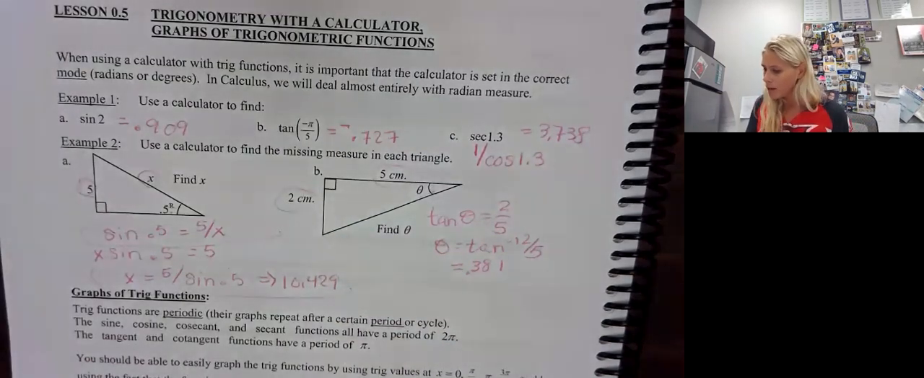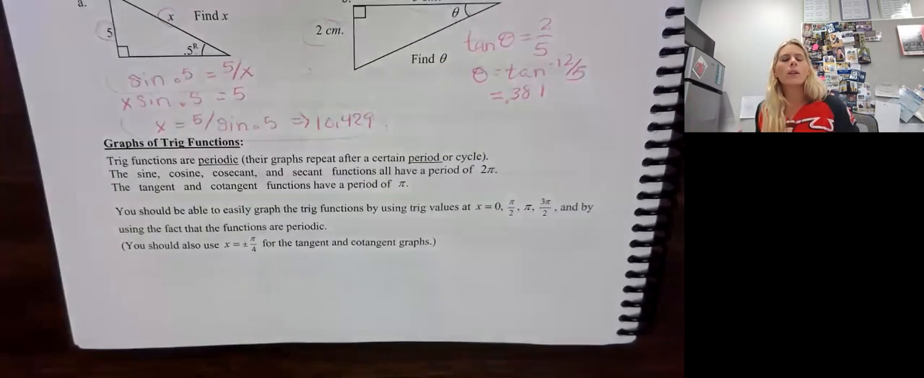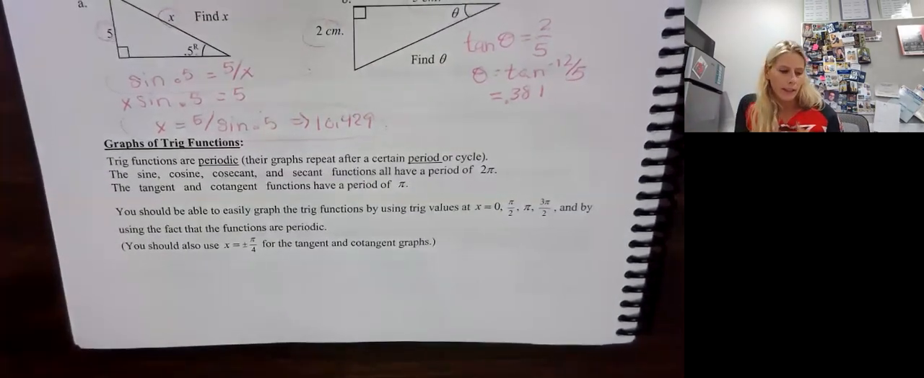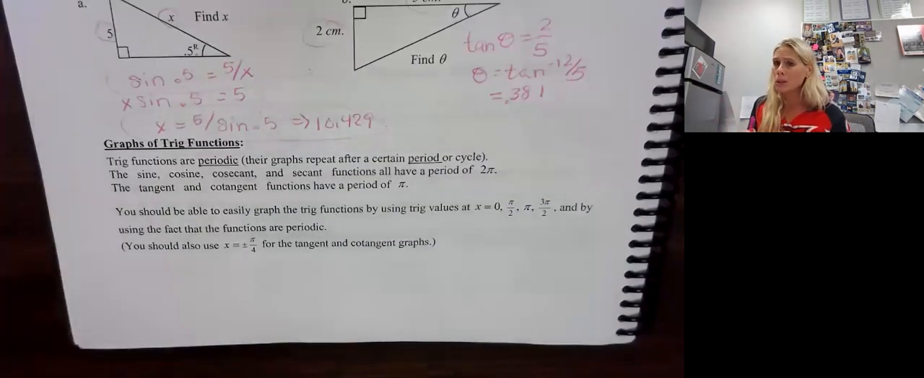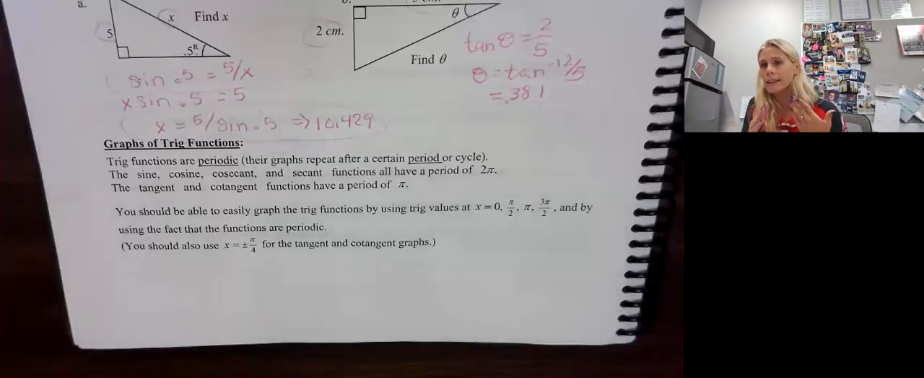Very good. All right, let's talk about some graphs. So trig functions are periodic. That means that they repeat over and over and over. And that makes sense because we're talking about a circle and then that goes around and around and around. So tangent, though, has a period of pi because every 180 degrees it starts repeating itself.